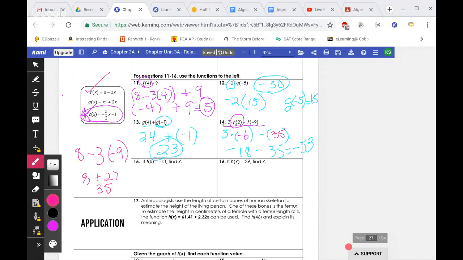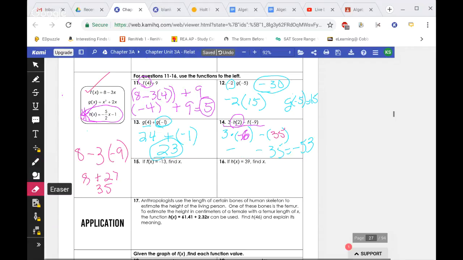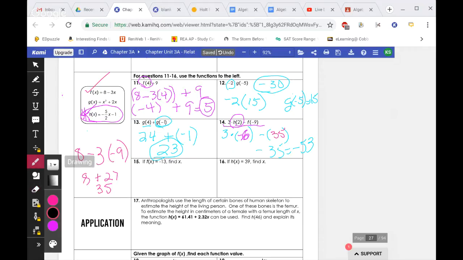So following the PEMDAS rule, I have to multiply first. So 3 times a -6 is -18. Make this look more like a 6. That's a -18. I'm going to erase that. Okay. Are y'all with me? Did I lose anybody? Negative 18 minus 35. So that equals negative 53.